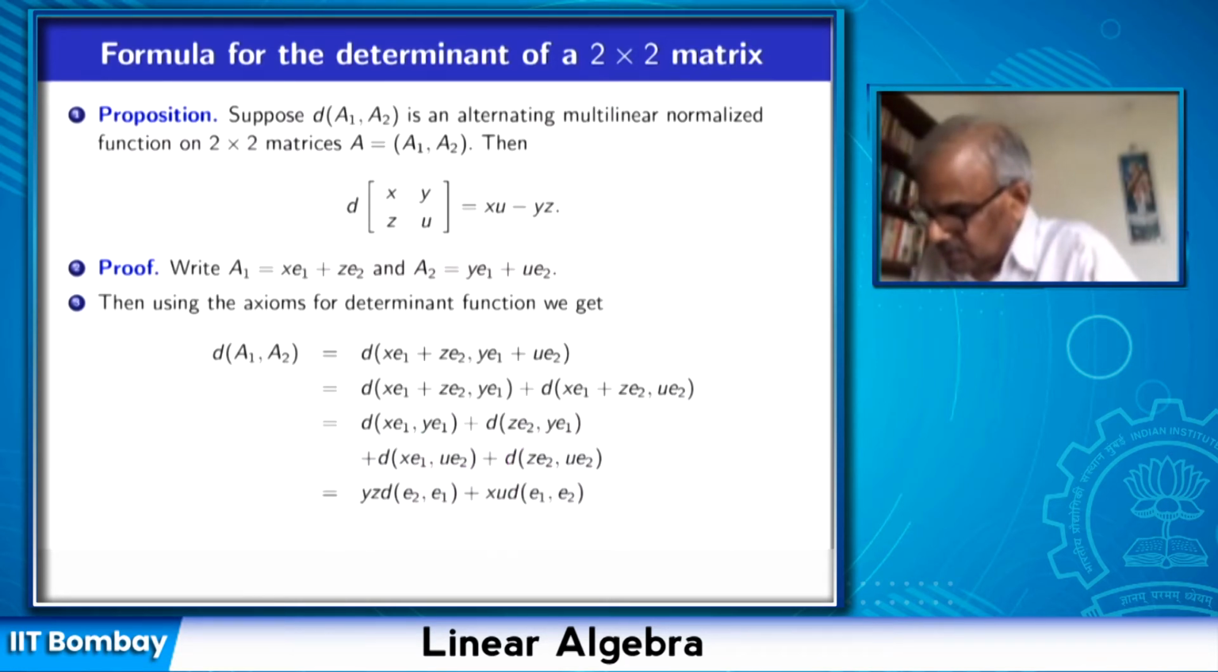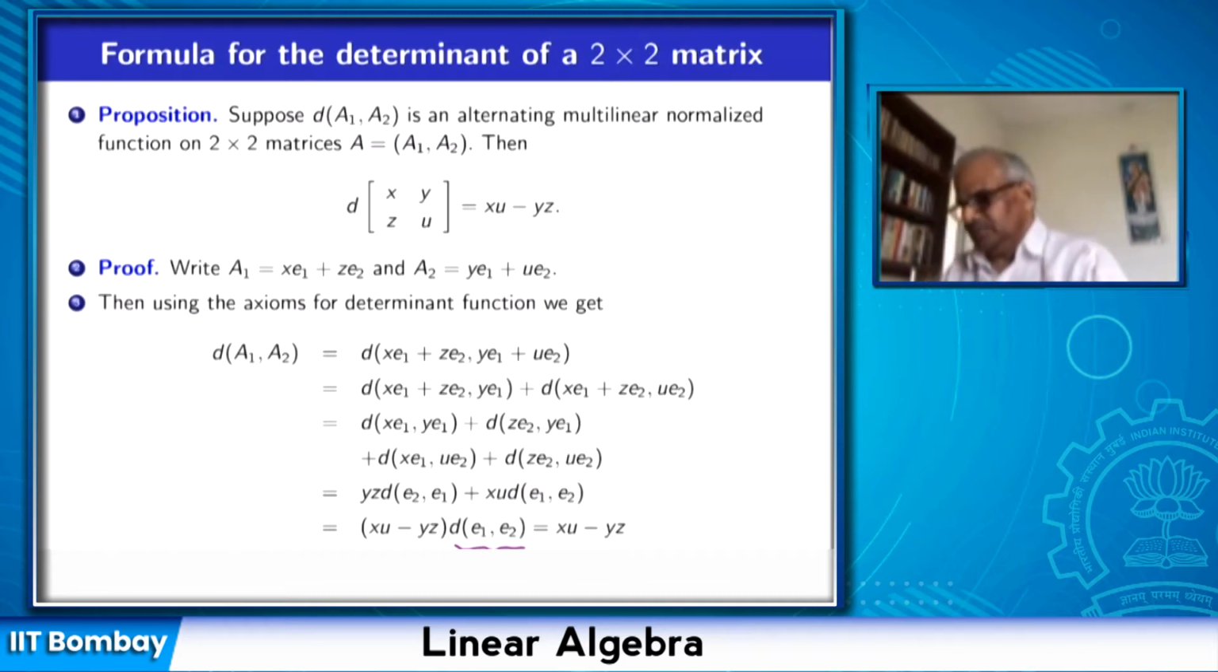So you get yz d of e2, e1, and xu d of e1, e2. Now this is obtained from this by interchanging e1 and e2, so it acquires a negative sign. So yz will acquire a negative sign. D of e1, e2, by the normalization property, is equal to 1, and so this is equal to minus 1. That shows it is xu minus yz times d of e1, e2, and d of e1, e2 is 1, so the determinant is xu minus yz.